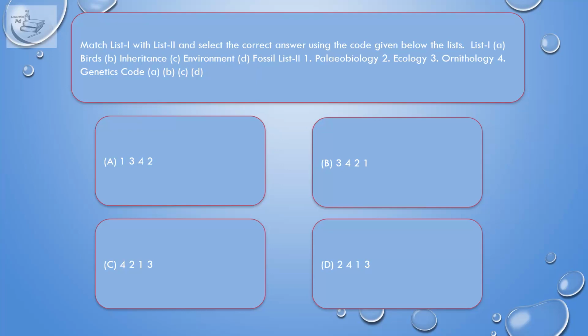Question: match list 1 with list 2 and select the correct answer using the code given below. List 1: A. Birds, B. Inheritance, C. Environment, D. Fossil. List 2: 1. Paleobiology, 2. Ecology, 3. Ornithology, 4. Genetics. Code: A. 1342, B. 3421, C. 4213, D. 2413. Correct answer is B. 3421.